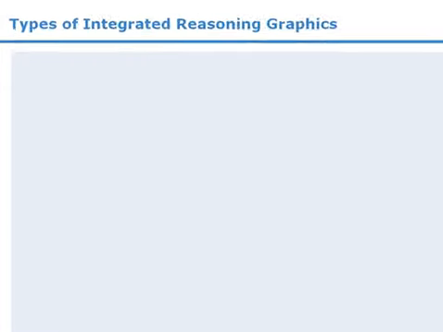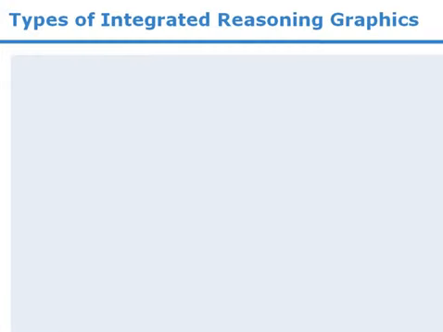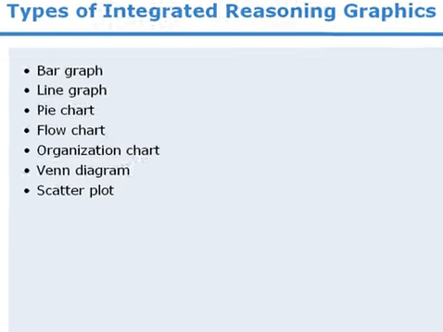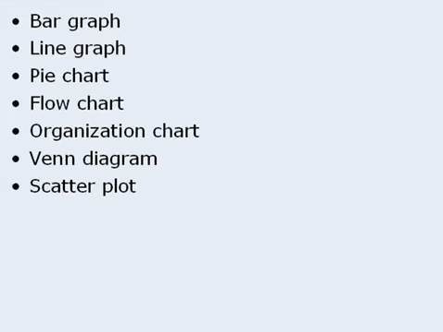In this lesson, we'll take a brief look at some of the different types of graphics you can expect to see on the integrated reasoning section of the GMAT. Now, while you're probably familiar with most of these graphics, you may have some uncertainty about Venn diagrams and scatter plots, so we've created separate, more detailed lessons for these graphics. Now, these are the graphics we'll be discussing, so let's begin with bar graphs.